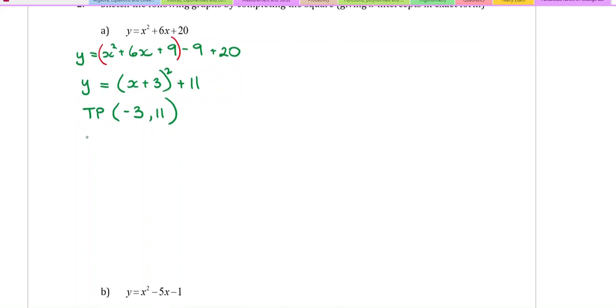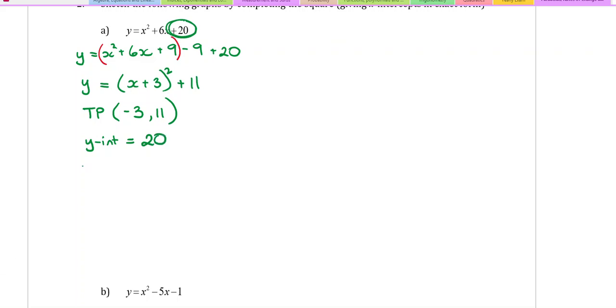So the y-intercept, which is when x is equal to 0, would be easy just to read from this original equation, because if x is equal to 0, the only thing that's left is that constant at the end, which means that my y-intercept is 20.